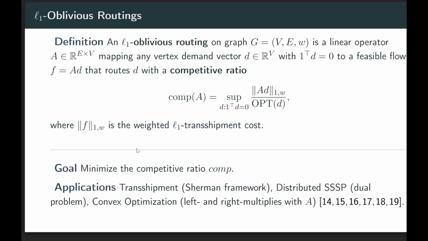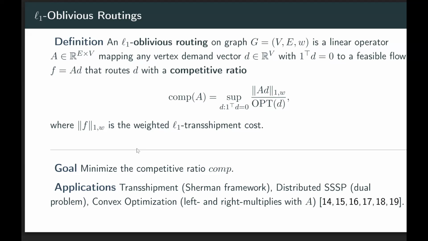Right. All right. The second problem that we want to introduce is L1 oblivious routings. So what is that? You're given a graph again, and you want to find a linear operator A that maps any vertex demand D to a feasible flow F. And you want to do that for an arbitrary demand vector D, whilst being competitive in relation to the optimal flow that you could do for this demand. So it should be a linear operator that finds a flow without knowing the demand. So for any demand vector D, it has to be close to the optimal if you would know the demand vector D.